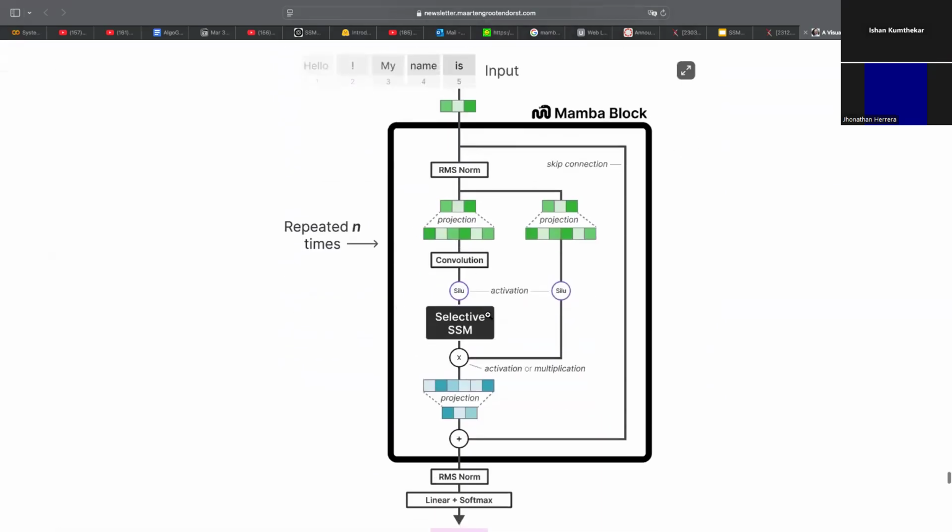But yeah, so this block is passed through every single input. So the same calculations happen throughout, filtering out irrelevant information. We do this Mamba block n times, which is the length of the input sequence, okay? And that's pretty much what Mamba is.